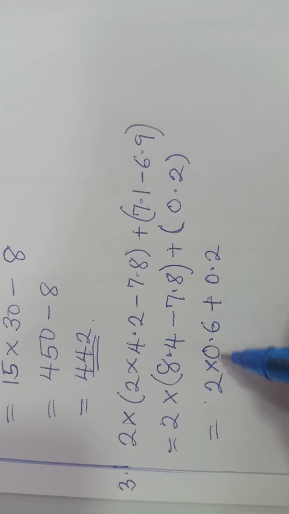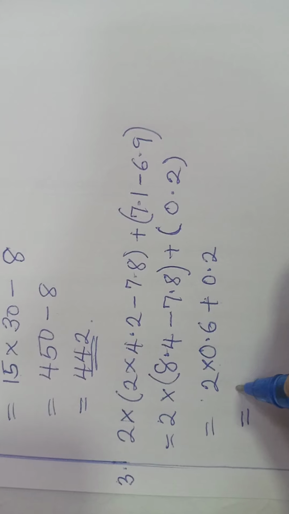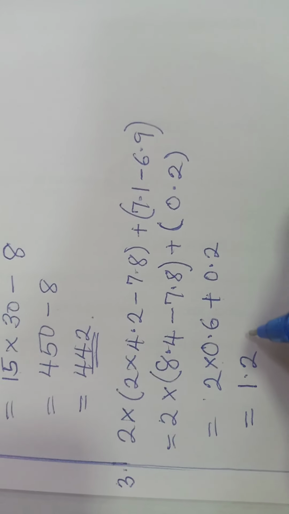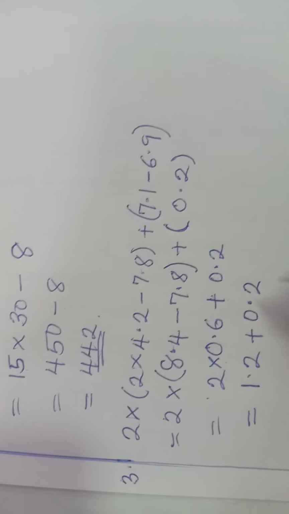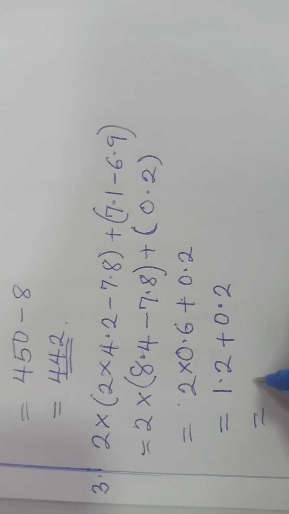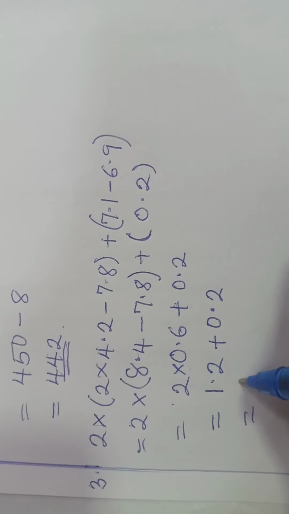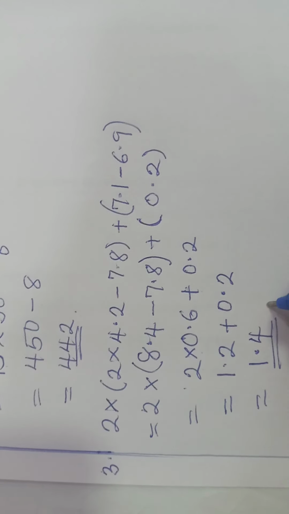That is 2 times 0.6. If you do 2 times 0.6, you have 1.2. Then bring back the remaining operation, plus 0.2. So 1.2 plus 0.2 will definitely give you 1.4 as your final answer.